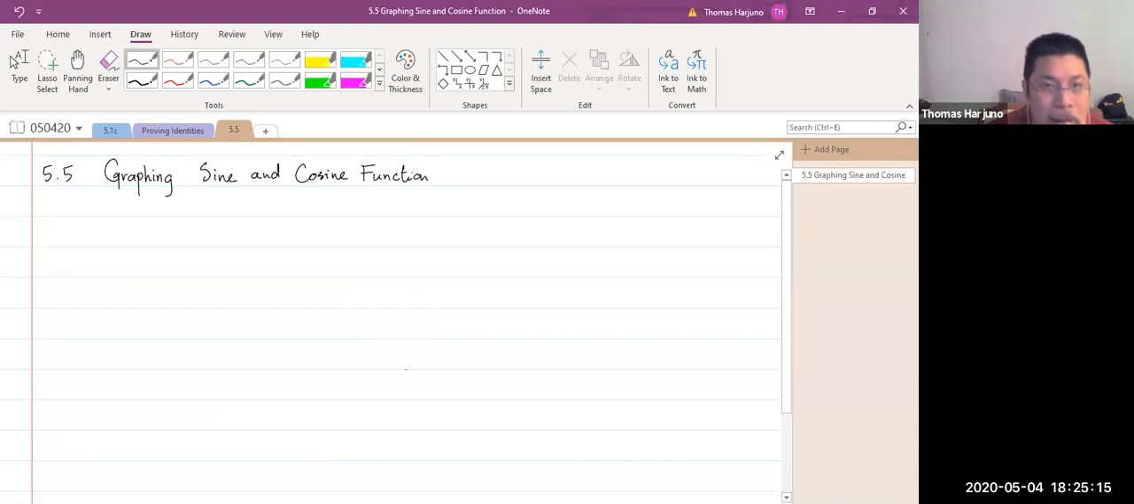Graphing sine and cosine functions. Now, let me ask you to do the following first. We will first graph the function y equals sine x.